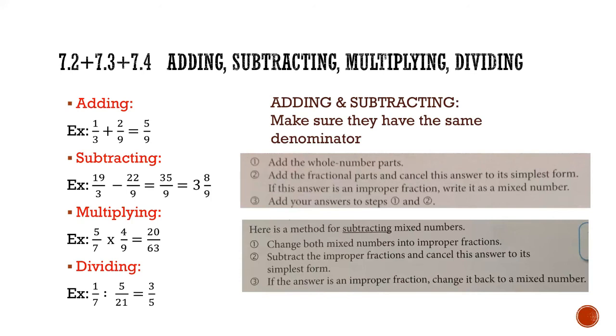So for adding and subtracting, you must make sure they have the same denominator. If they don't have the same denominator, you must multiply both the denominator and the numerator to get the same denominator, such as in the adding part.